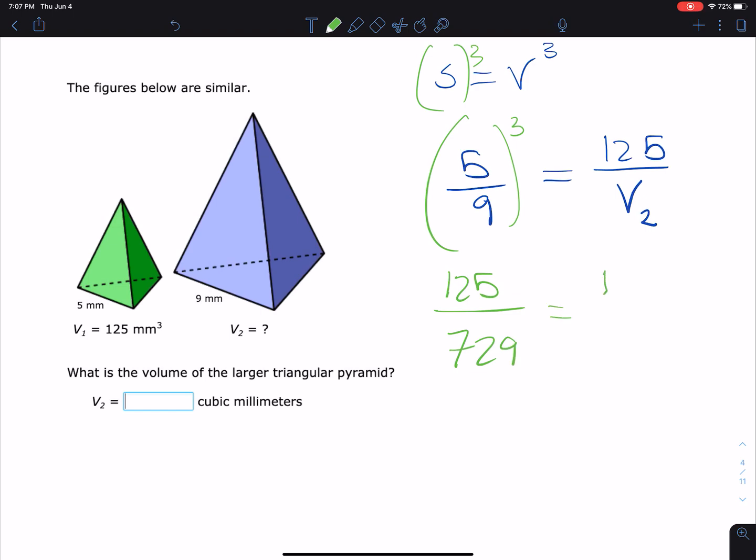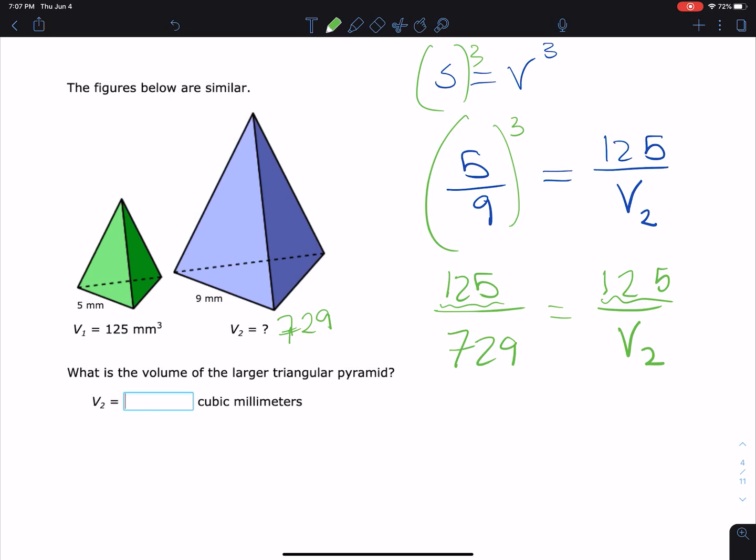Equals 125 over V2. All right. Well, as you can see, when I go ahead and cross multiply here, V2 is going to become this 729 because I got 125 up top. So V2 is 729.